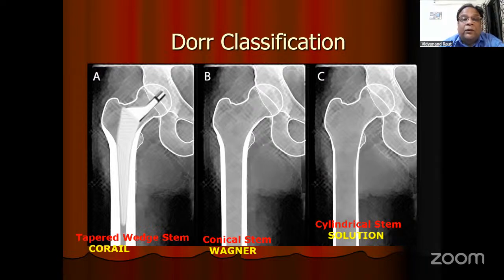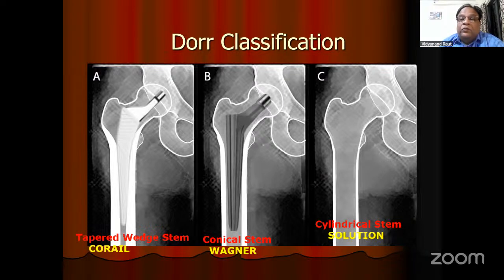Then we come to type B. Conical stem, the typical example is a Wagner stem. This is a workhorse stem, very versatile, more used in revisions than in primaries. But even in primary, we can use the same because the principle remains the same. Here, the difference between type A and type B is that fixation of the Corail implant is mainly in the metaphysis, whereas fixation of the conical Wagner implant is mainly in the upper part of the diaphysis.